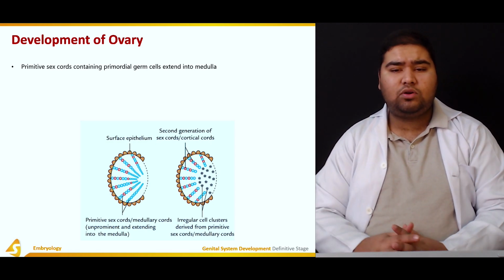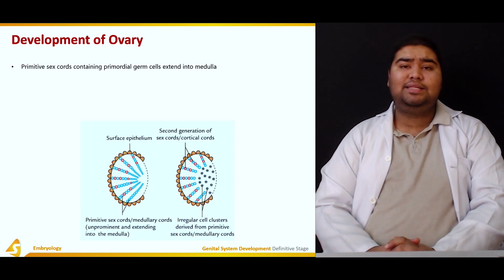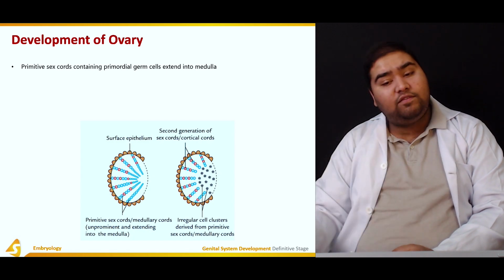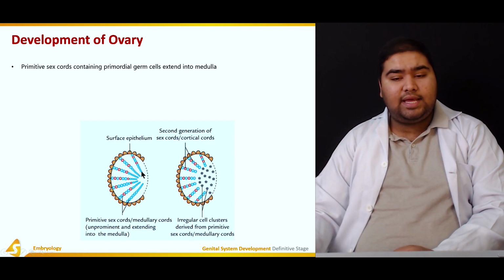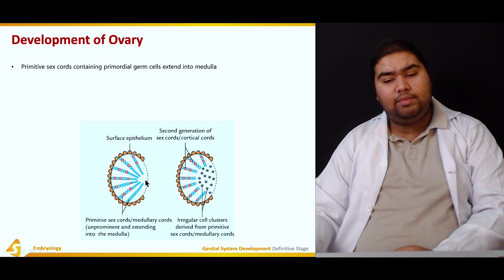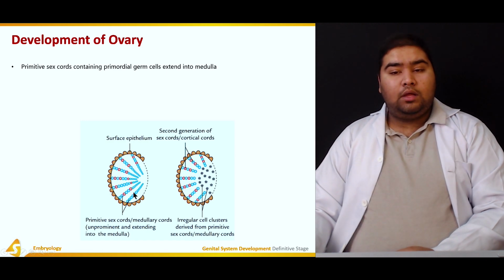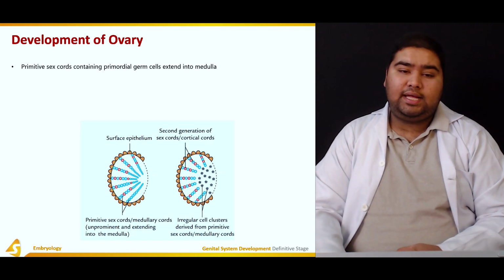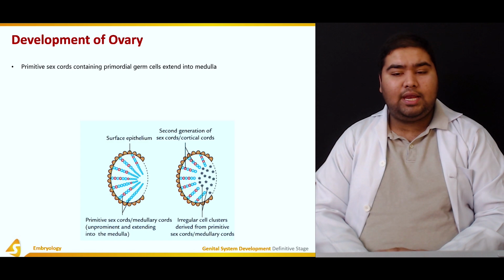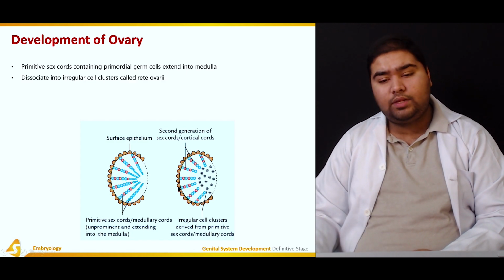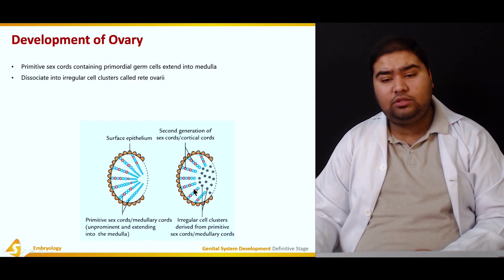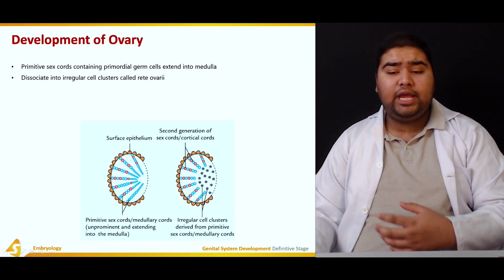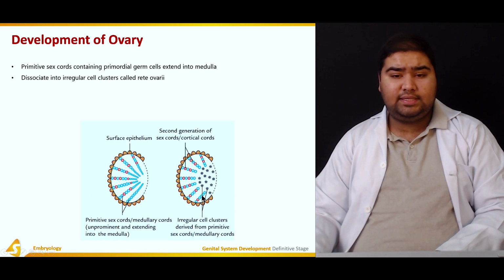So the primitive sex cords containing the primordial germ cells extend into the medulla. So this was the stage of indifference. In this stage, these are the sex cords, extending within the medullary cavity, and these sex cords also contain the primordial germ cells. Now they dissociate into irregular clusters of cells. So this is the dissociation of the medullary cords into irregular clusters of cells.